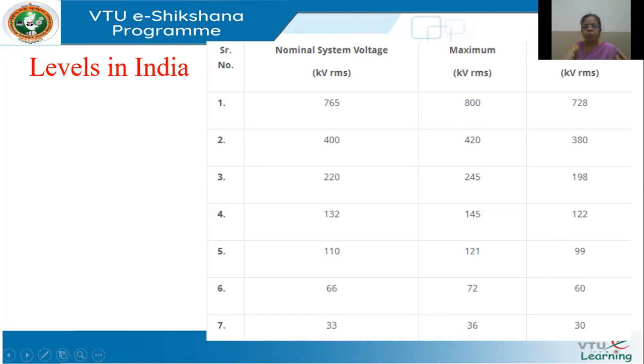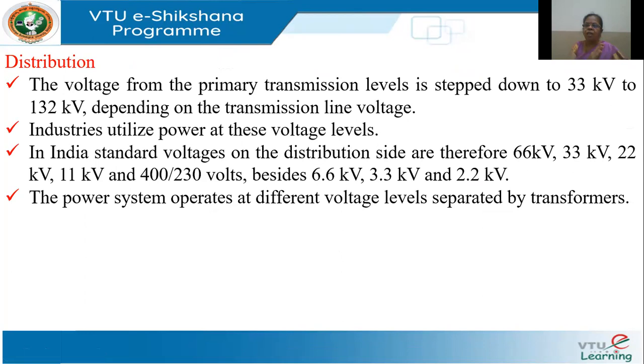Now, we saw generation and transmission. So, transmission occurs at higher voltage, right? So, you step up, transmit at large distances over higher voltages. Slightly, you can step down to around 132 kV, which we call the sub-transmission level. And then from 132 kV, we step down, maybe to 66 kV or 33 kV, from which industries can take power. And then in India, we have 66 kV, 33 kV, 22, 11, 415 to 230 volts. And we also have some 6.6 kV, 3.3 kV, 2.2 kV. So industries will be drawing power at different voltage levels.